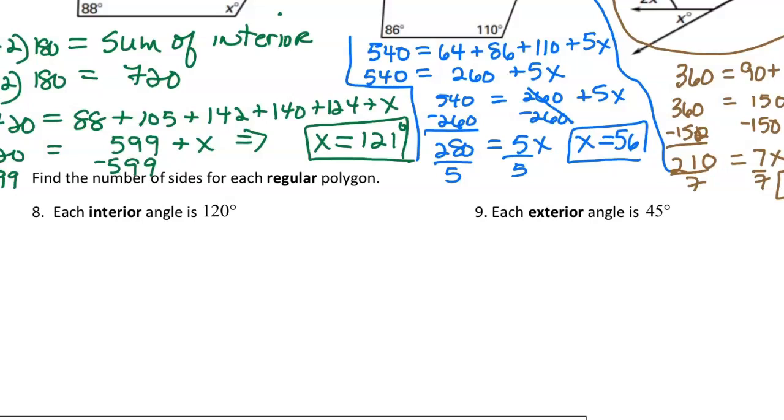Do not just listen and copy. Bad idea. Poor use of the resource. Okay, find the number of sides for each regular polygon.